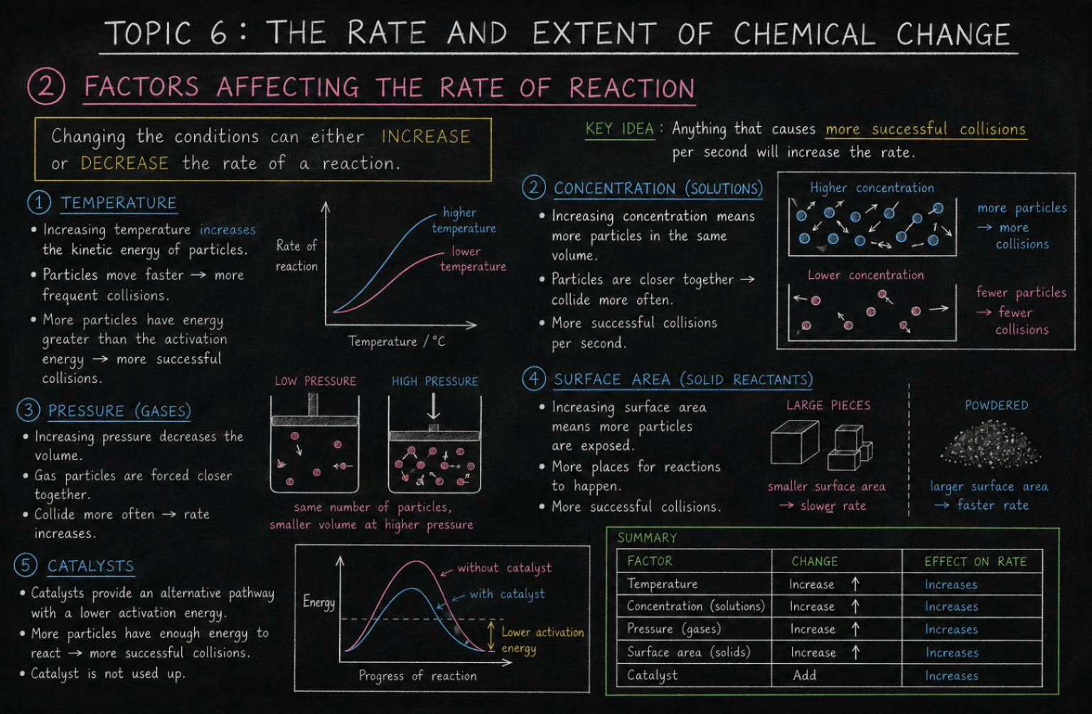Key idea for the whole topic: anything that causes more successful collisions per second will increase the rate. 1. Temperature. Increased temperature increases kinetic energy. Particles move faster, more frequent collisions, and more importantly, more particles have energy greater than the activation energy, so more successful collisions.